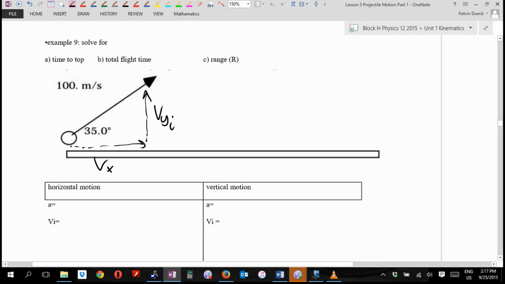Why did I put an initial on the vertical but not bother on the horizontal? Horizontal's not changing. I'm using every subconscious chance I can to reinforce, don't get these mixed up. Vertical is going to change. Horizontal is not.